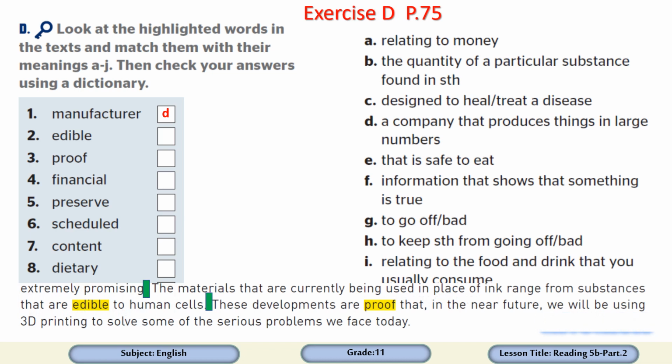Time is over. Let's go with example number 2. The unfamiliar word is edible. And if you look at the sentence, it describes the word substances. So what part of speech is the word edible here? Excellent. It's an adjective.